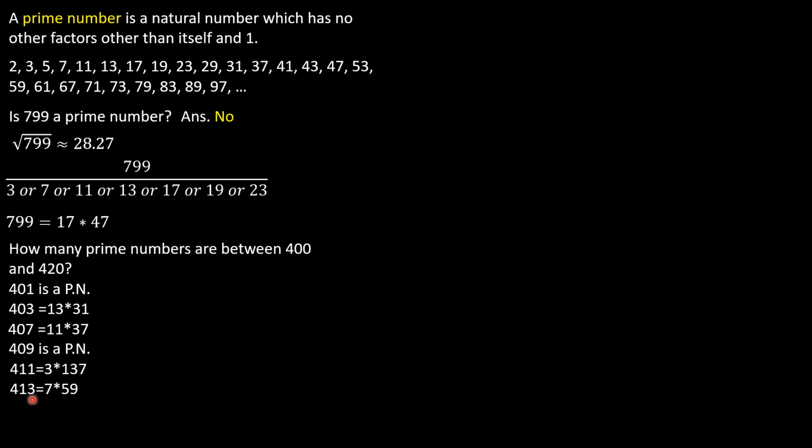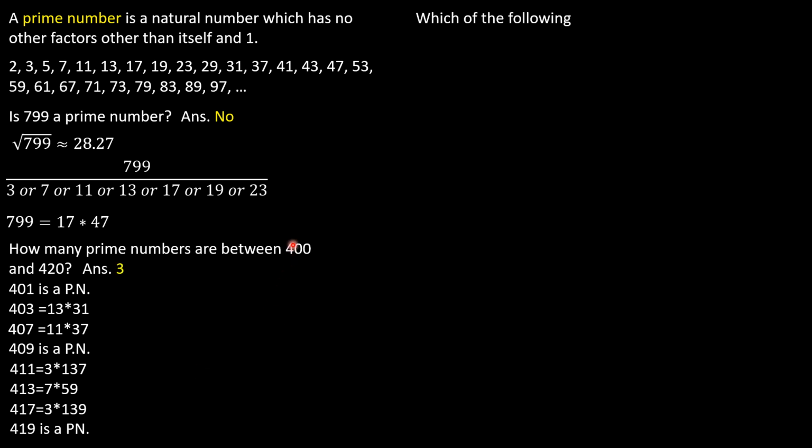414 is divisible by 2. 415 is divisible by 5. 416 is divisible by 2. 417 is equal to 3 times 139, so it is not a prime number. 418 is divisible by 2, while 419 is a prime number. Therefore, there are only 401, 409, and 419 prime numbers between 400 and 420. So the answer is 3.